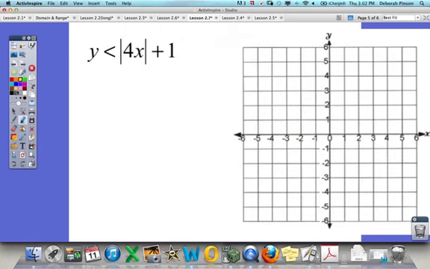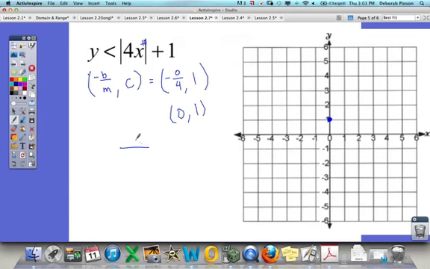Okay, now we're going to look at 2 more of these. These 2 are different because I can't use my parent functions on here. If you look at this, you'll see that the 4 right there messes it up from being able to use my parent function. So what I'm going to do is -b over m c to find my vertex. Now my b, it's like it's +0 right there, so my b is 0. And c is 1. So 0, 1. 0 divided by 4 is 0. So my vertex is at 1.